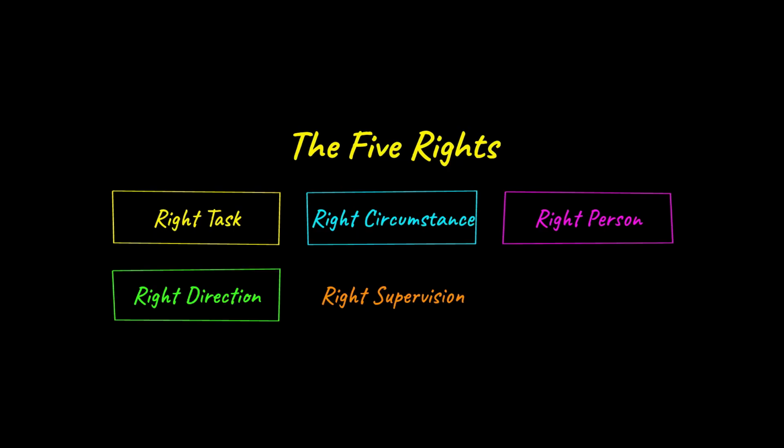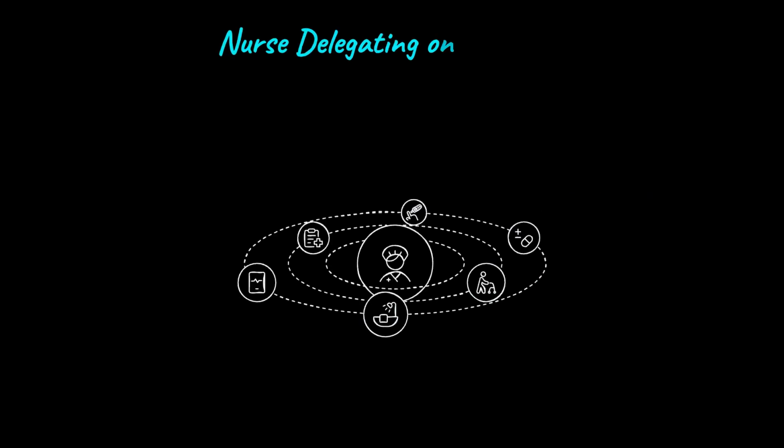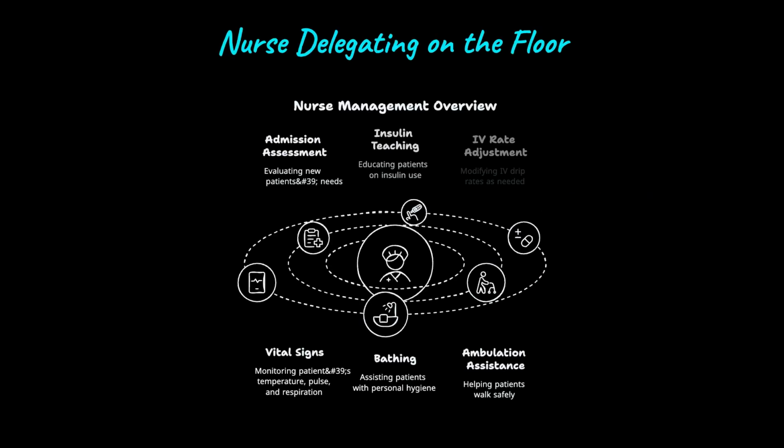Right person asks if the assistant is trained. Right direction asks if instructions are clear. And right supervision asks if the nurse follows up. Picture a nurse with several patients, routine vital signs, bathing and ambulation for stable patients go to unlicensed assistive personnel, while the nurse personally handles the admission assessment, insulin teaching, and adjusting an IV medication rate.